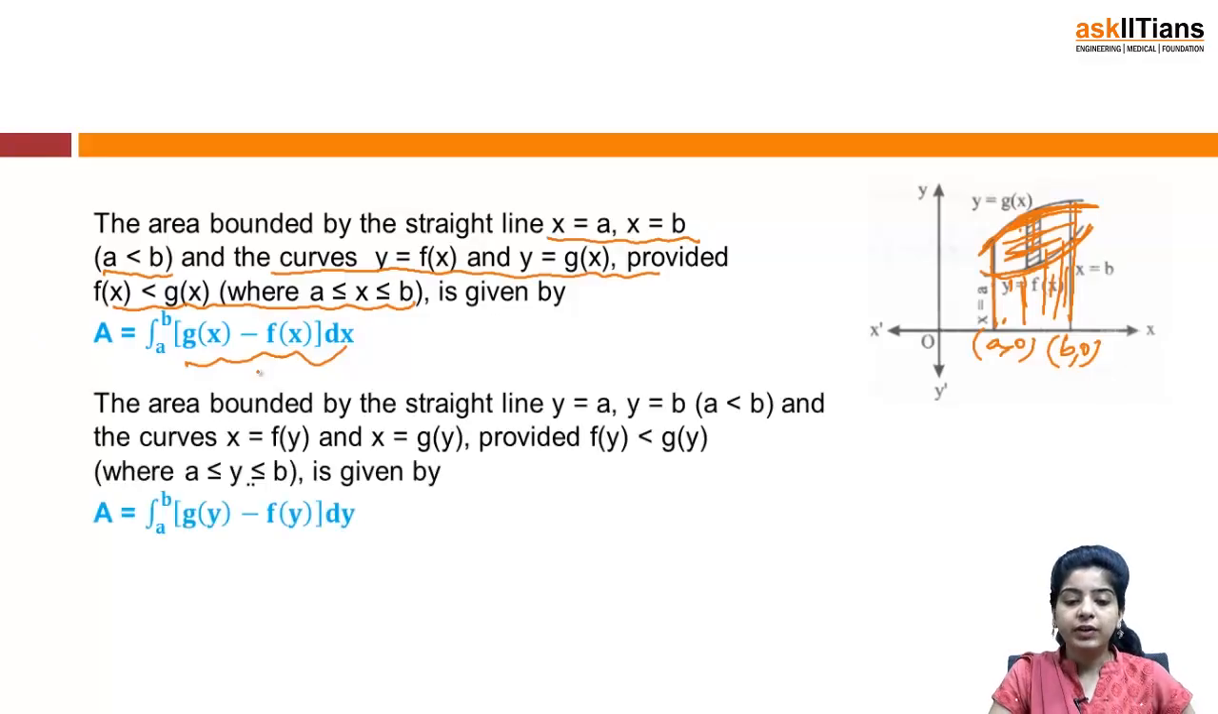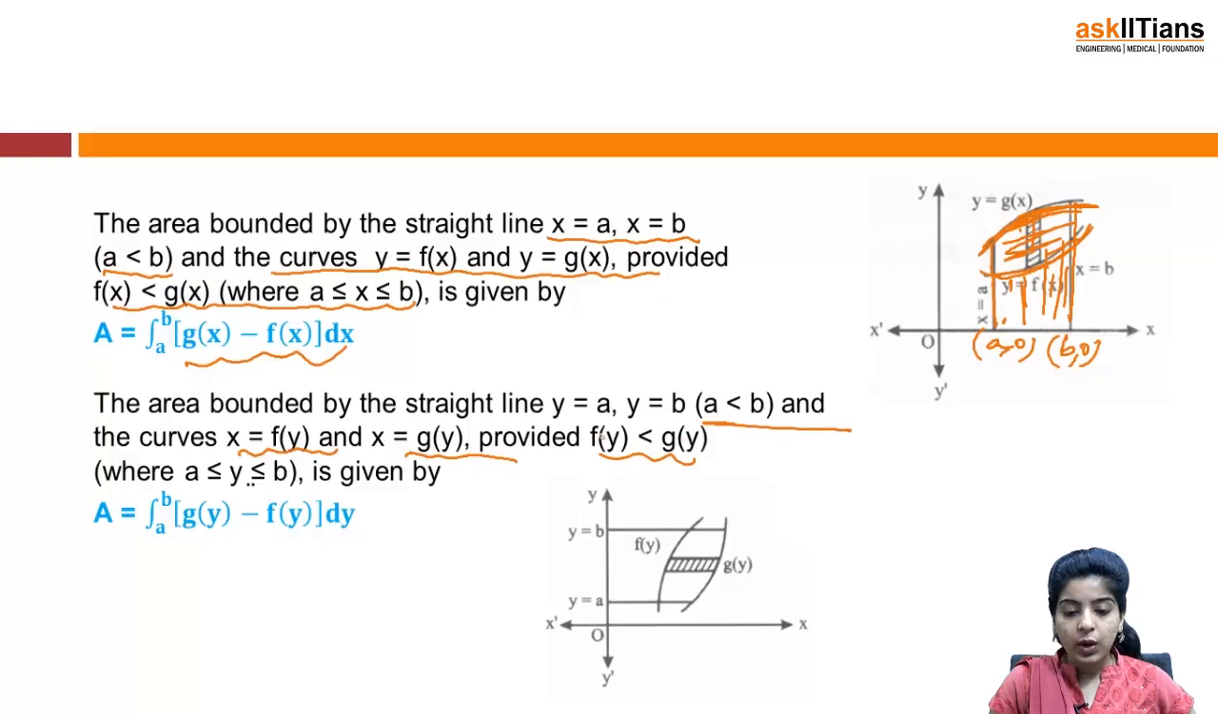Next, again, instead of y equal to fx, y equal to gx, now we have x equal to fy and x equal to gy. So the area bounded by the straight lines y equal to a, y equal to b, a is less than b, and the curves x equal to fy and x equal to gy, provided fy is less than gy. You can see the figure. Now this is y equal to a, y equal to b, fy, gy. So this is the area that we are required to find out. That would be again integral a to b of gy minus fy dy. Again on the basis of the same concept that we have just now discussed.